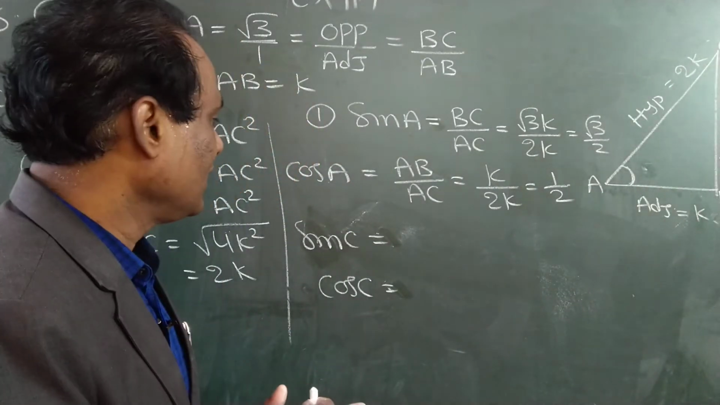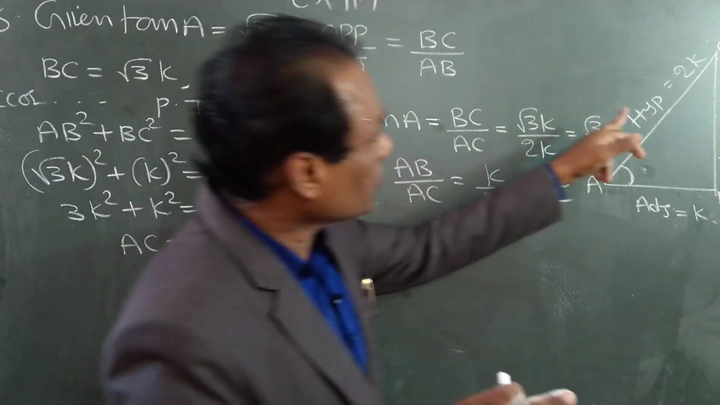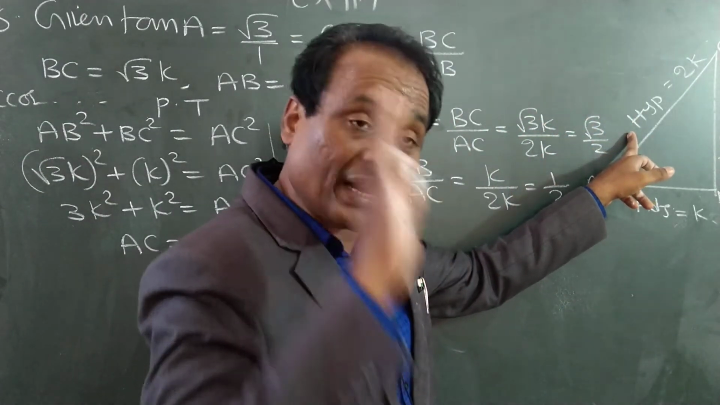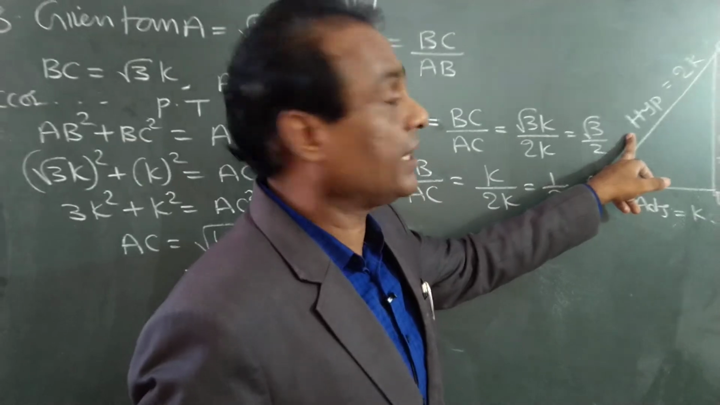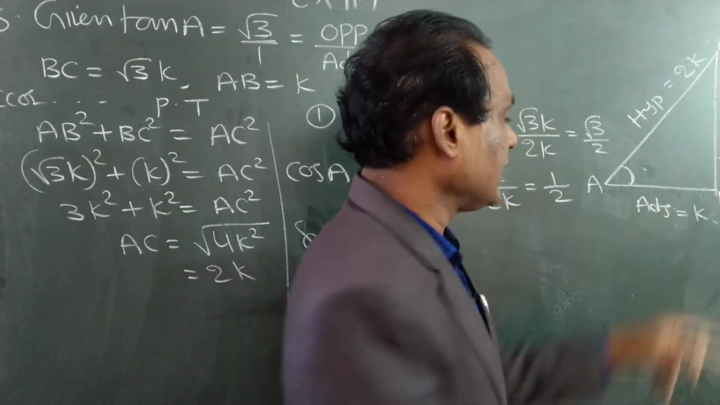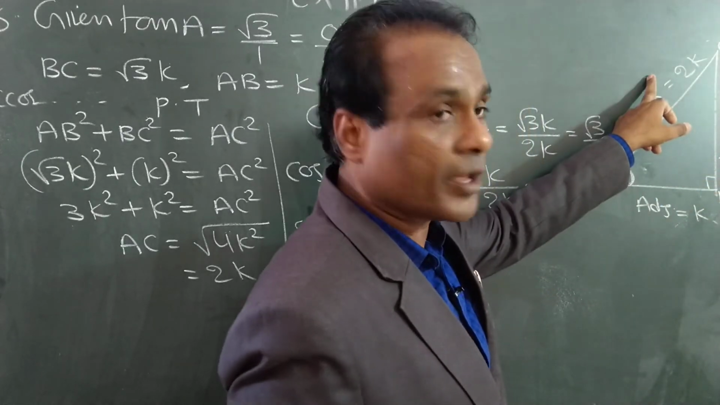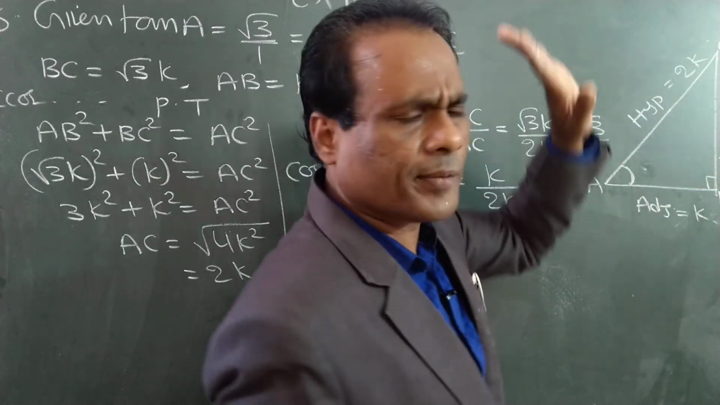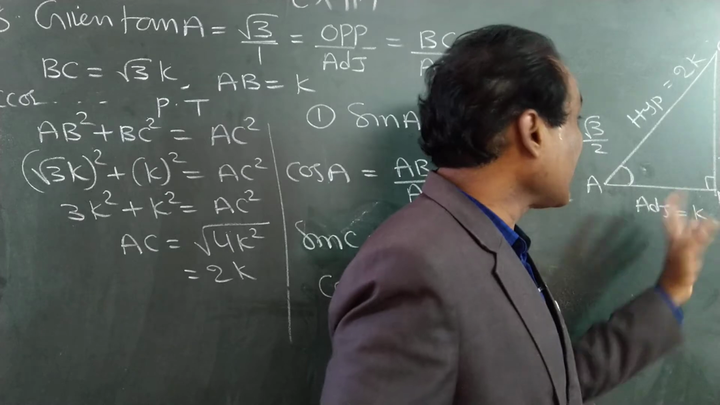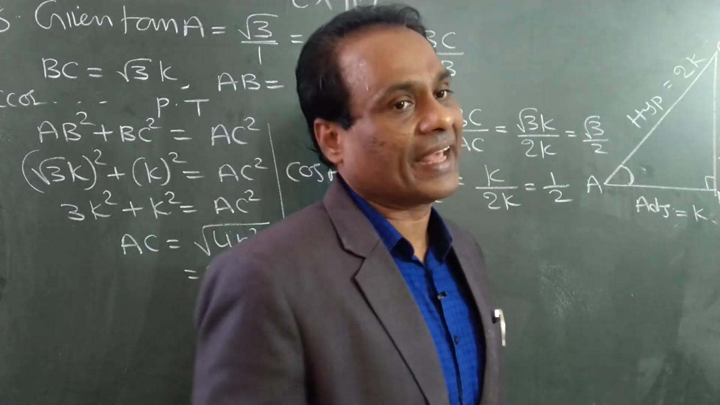But hypotenuse is always the same. I explained many times, and once again I am explaining. In a right angle triangle, the side opposite to 90 degrees is the hypotenuse. That is always called hypotenuse. But opposite and adjacent will change as per the data.